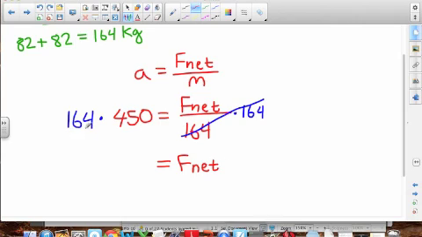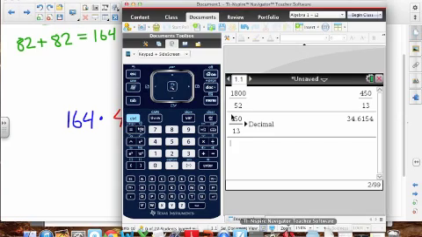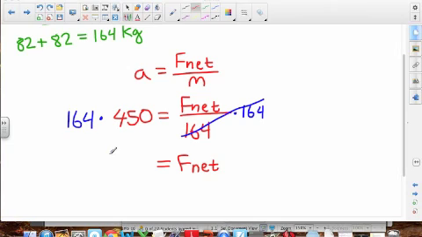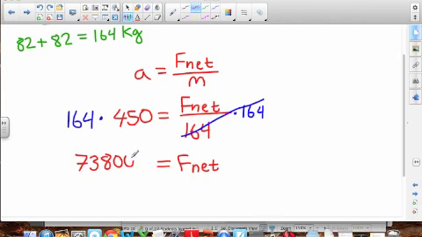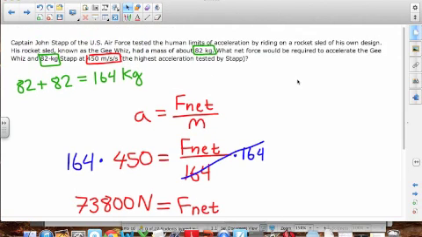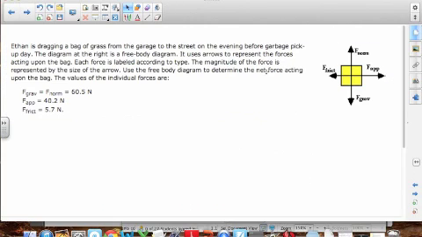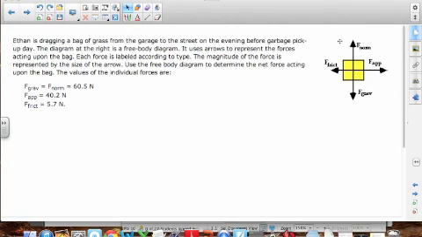And so the net force is simply 164 times 450. So about 73,800. And the units of this net force are newtons. Okay, so that problem wasn't too bad either. Now let's look at a final problem. Here we are given a force diagram over here.